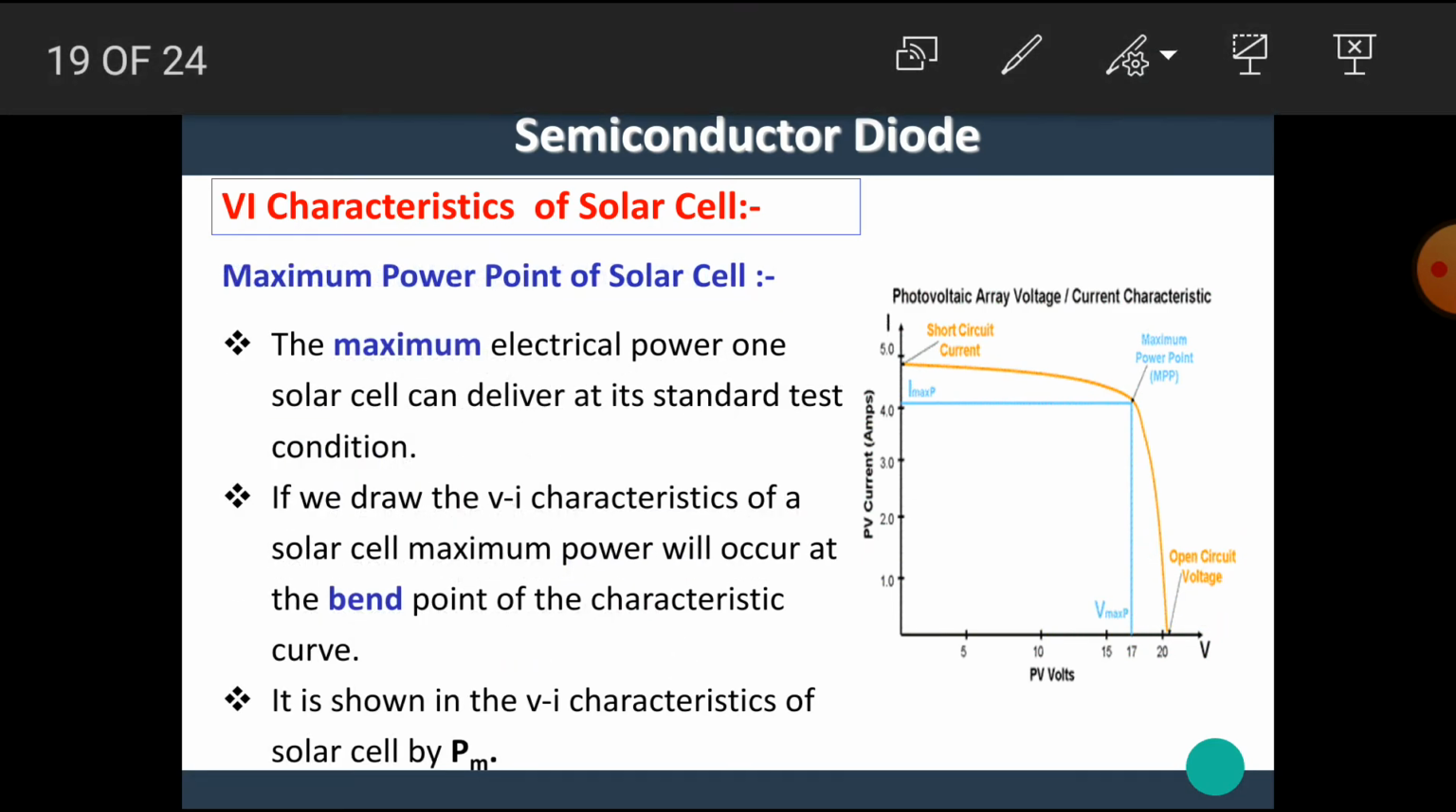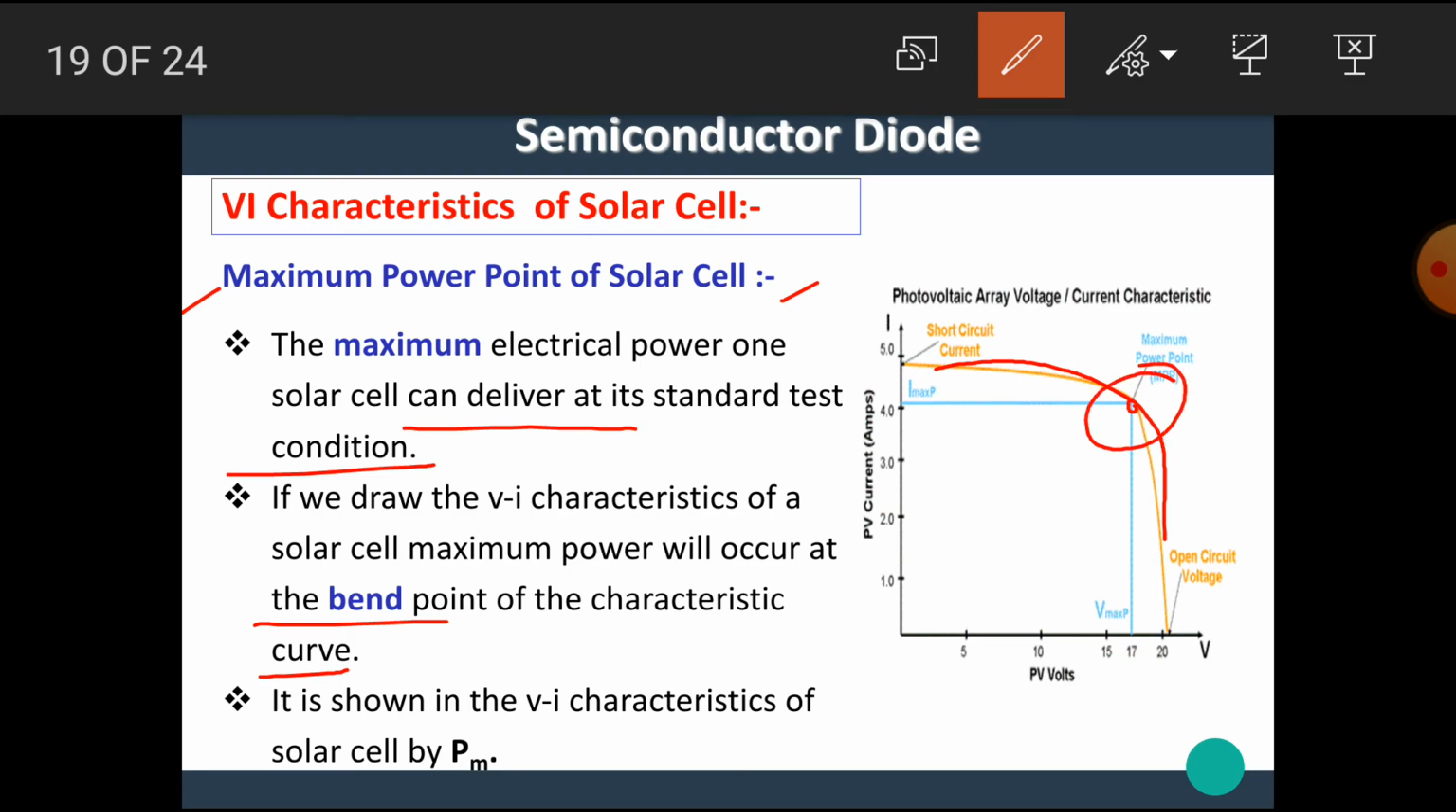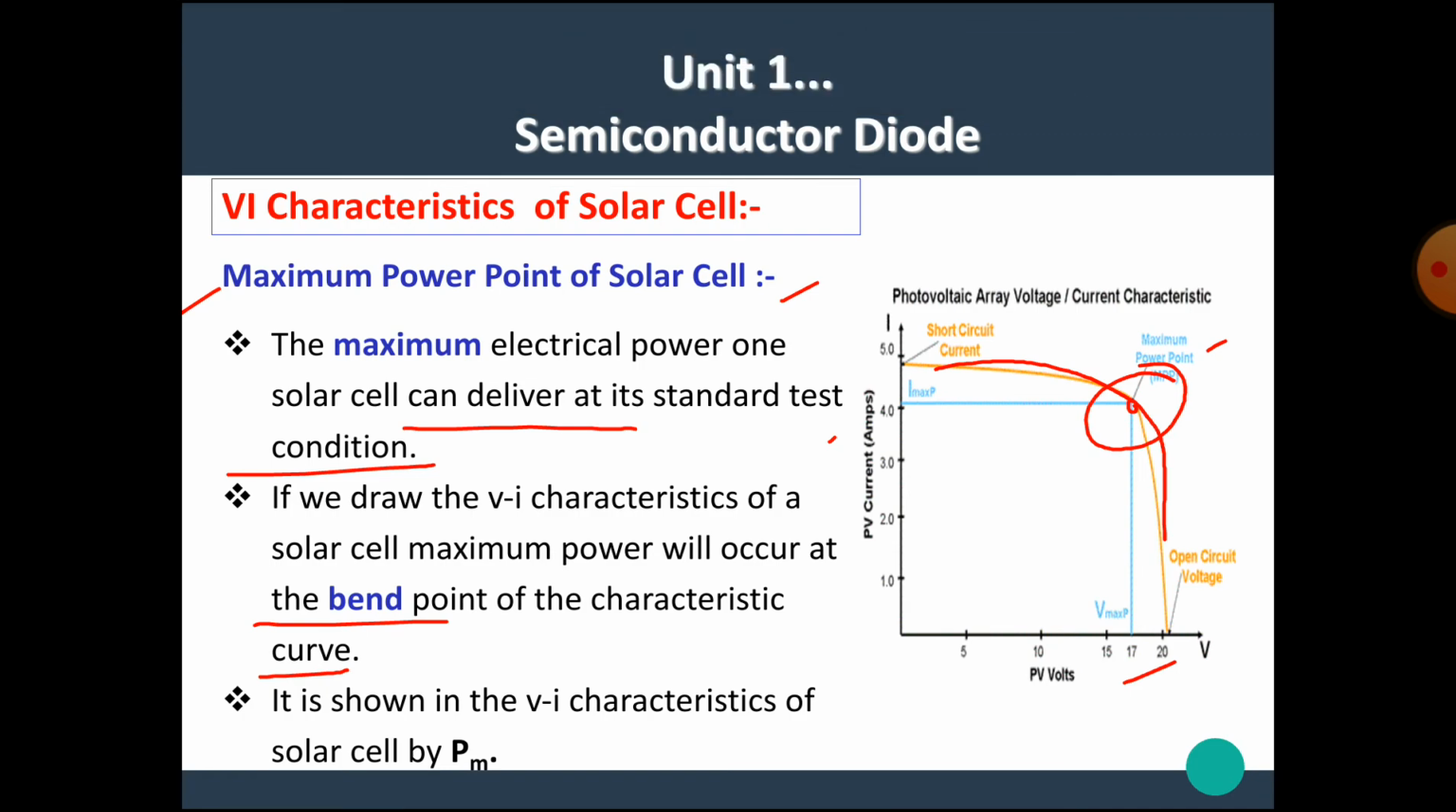And the last term is the maximum power point of the solar cell. The maximum electrical power one solar cell can deliver at its standard test condition is known as the maximum power point of the solar cell. If we draw the VI characteristics of a solar cell, maximum power will occur at the bend point of the curve. This is the VI characteristics of the solar cell, and this is the bend point. This bend point is known as the maximum power point. At this point, we get maximum voltage and maximum current.